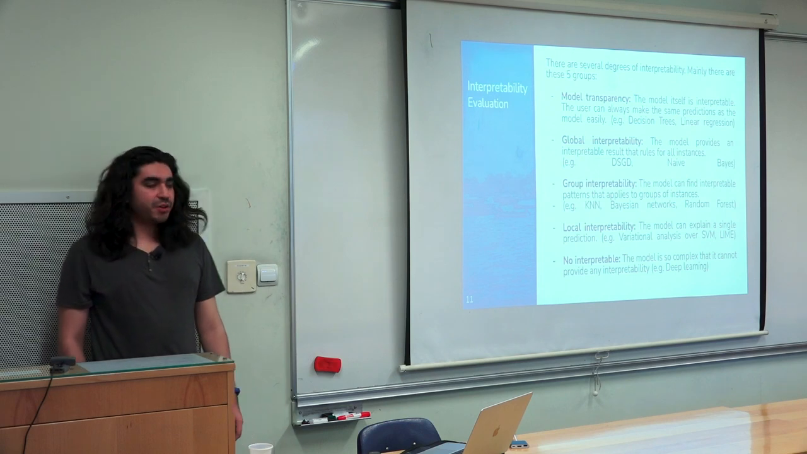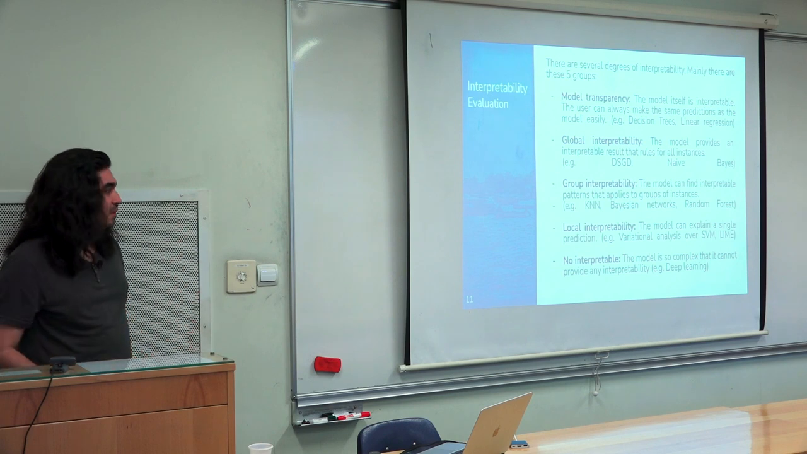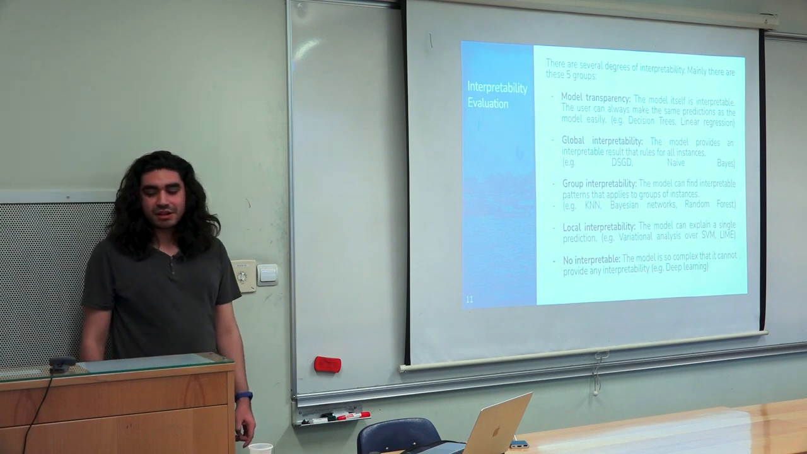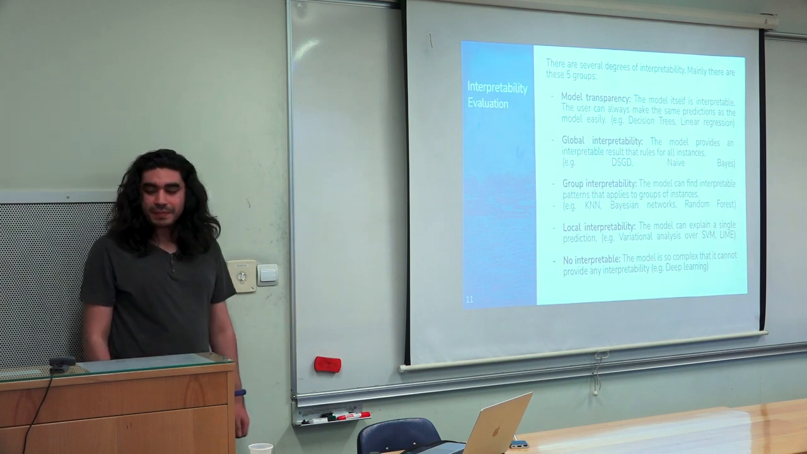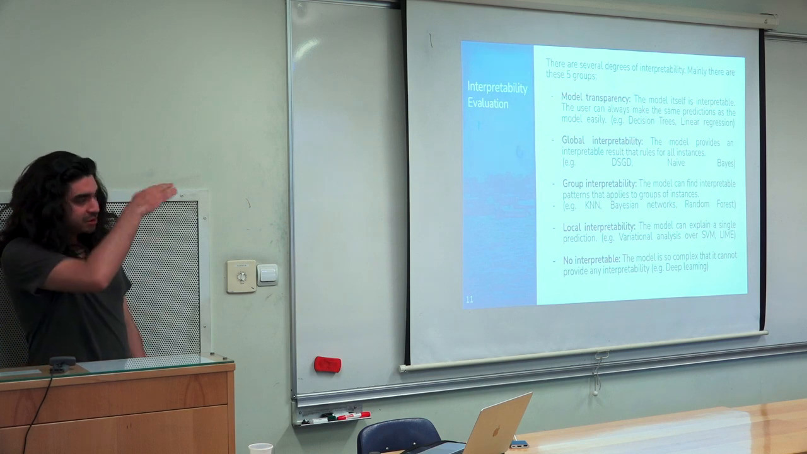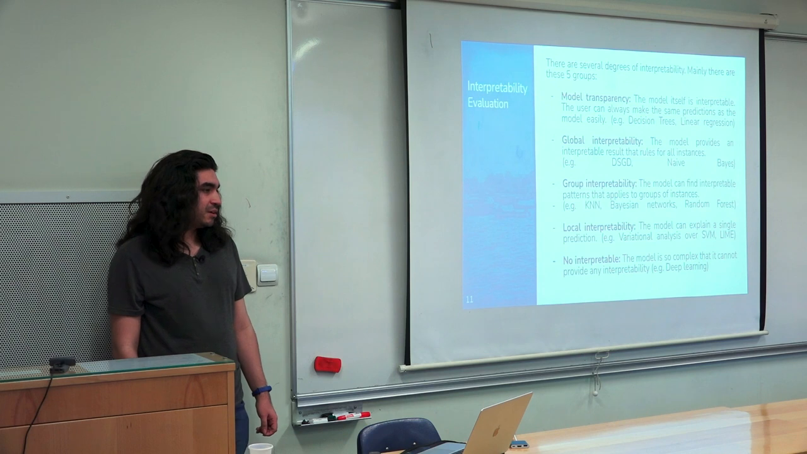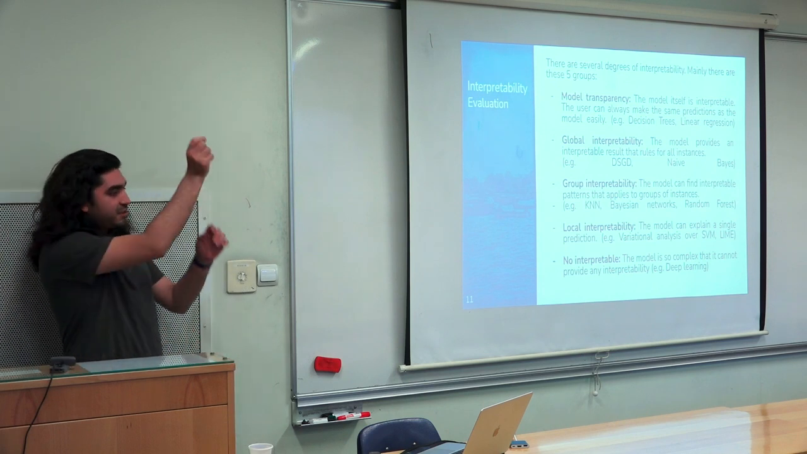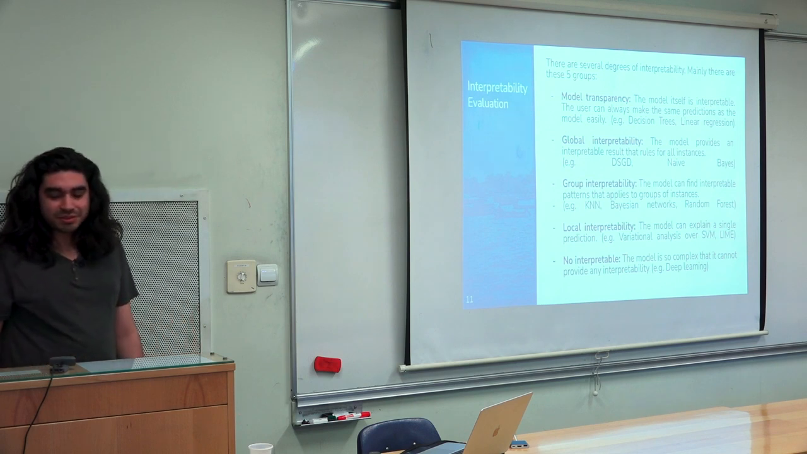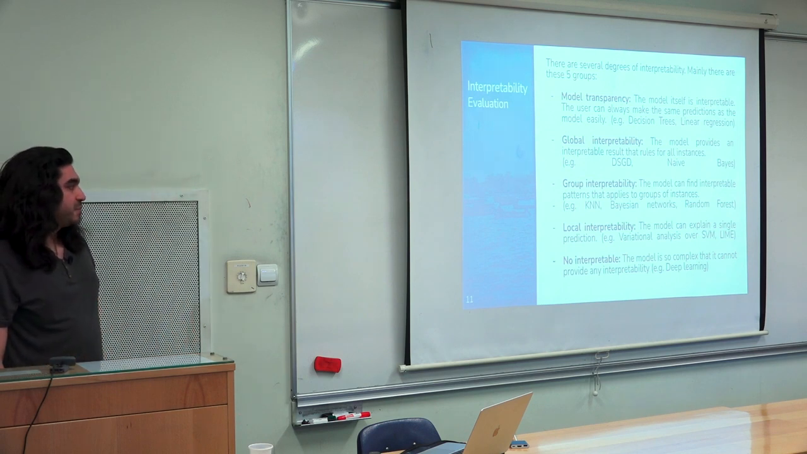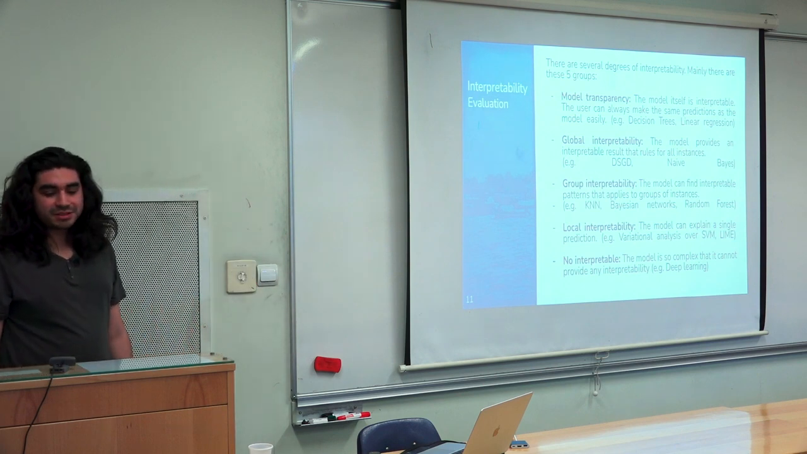First, we have model transparency, where the models are simple and the user can understand what the model does and can make the prediction alongside the model. This is the case, for example, of decision trees and linear regressions, where we can see the tree and descend in the branches and see the result. This is the most interpretable kind of model because they are like white boxes. You can see what is happening.